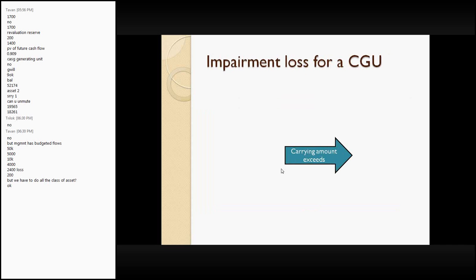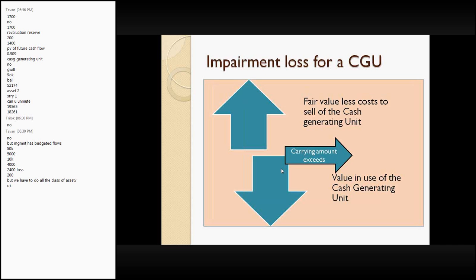Impairment loss for a CGU. When the fair value less cost to sell of the cash generating unit is higher than the carrying amount, no impairment. When the carrying amount exceeds the value in use of the cash generating unit, impairment. The same rule.